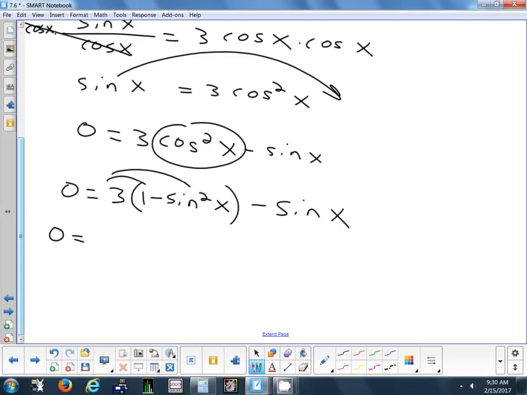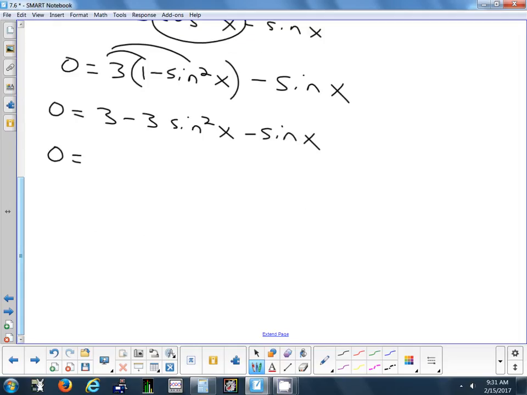Okay. So we've got 3 times 1 is 3, minus 3 sine squared x minus sine x. And what can I do to make the squared term positive? Yeah, multiply or divide everything by -1. And at the same time, I'm going to write this in the order we normally do, which is squared term first, sine term second, and the number by itself last.